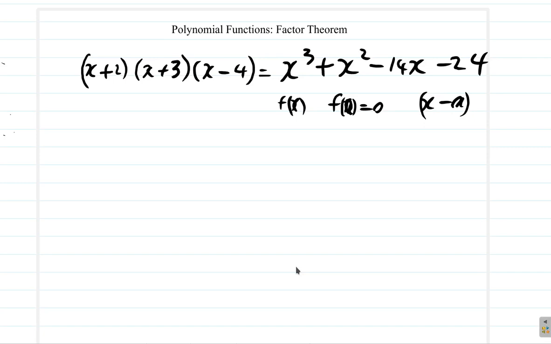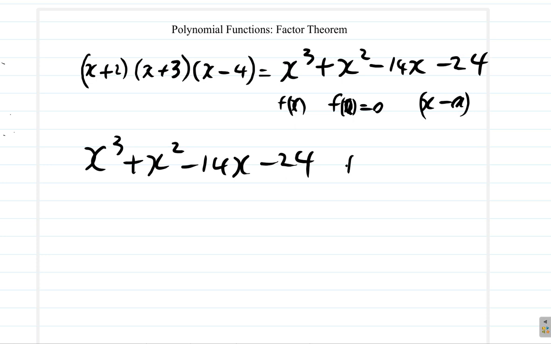Alright, this was the screen we had in our last example, the same polynomial here. And we looked at the factor theorem in our last video. Now, let's say you got this x cubed plus x squared minus 14x minus 24, and you're asked to factorize it. How will you do it?